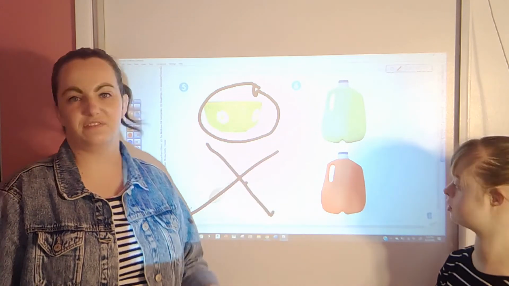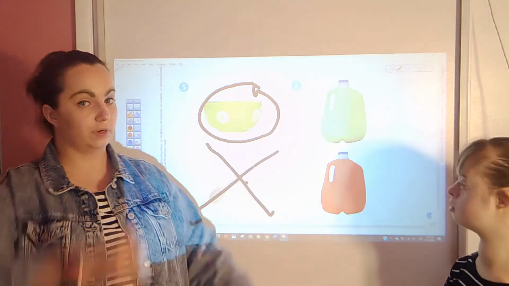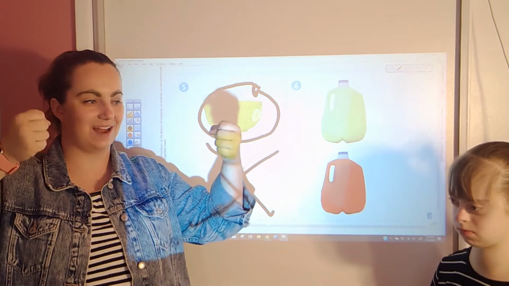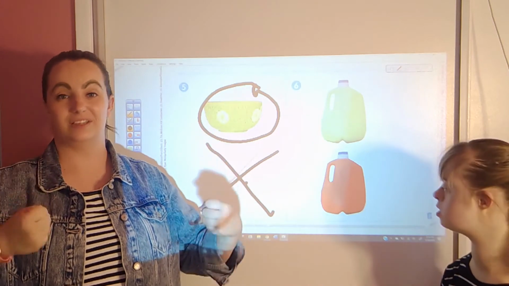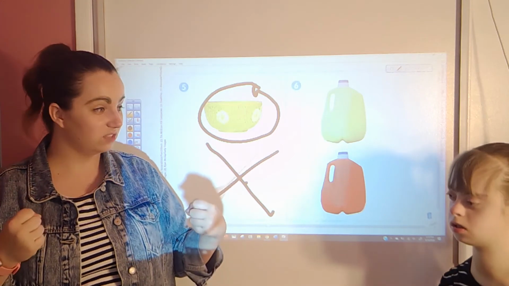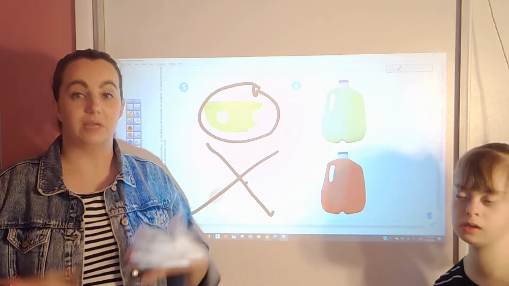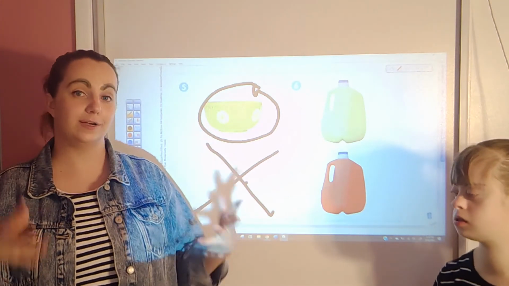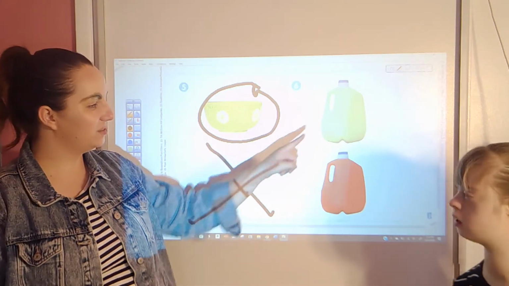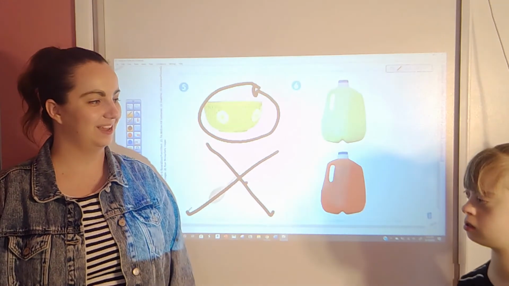Just because they're different colors probably doesn't change their weight. If I held the green milk in this hand and the red milk in this hand, they'd weigh the same. The same object filled with the same amount of liquid, just different colors, they'd weigh the same thing. If you don't believe me, maybe you can check your fridge, ask your parents if you can weigh the gallons of milk.